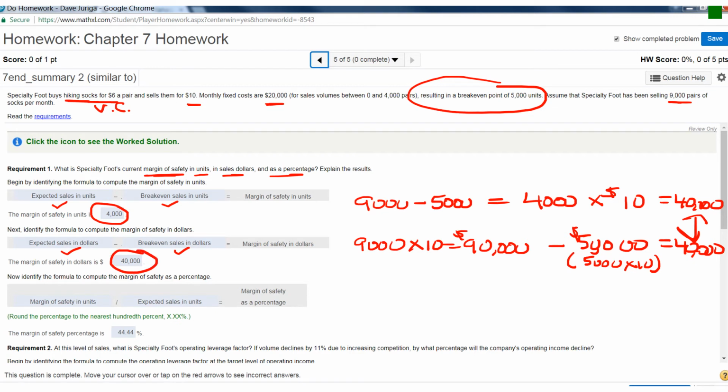The last part is to compute it as a percentage of sales. You can do it in dollars or units. You could take the margin of safety in units and divide by your expected sales. So you'd take the 4,000, which was your units, and then simply divide that by the 9,000, and that's going to give you about 44%. The next slide, I'll show you requirement part 2.